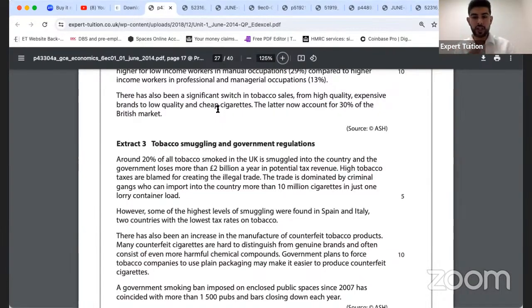Number one, the first issue is, do you agree the government are losing out on tax revenue? That is a problem. Here, again, some real world knowledge: the government estimates to lose £2 billion a year in potential tax revenue. That ain't so good, right?